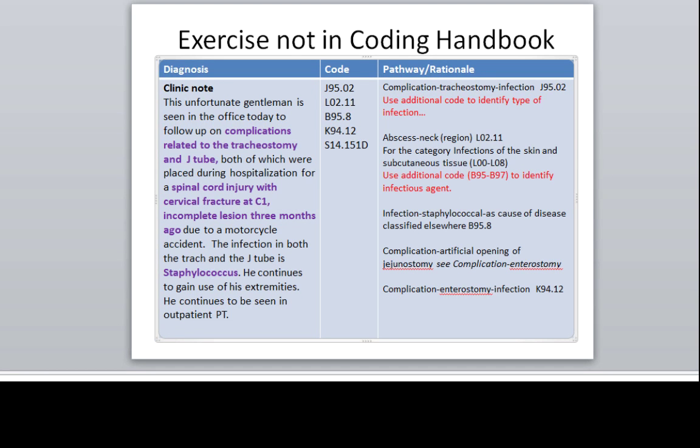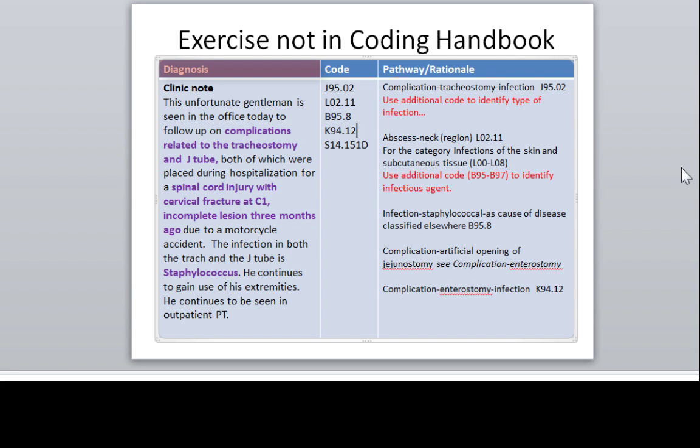The next exercise I want to go over is a clinic note. This unfortunate gentleman is seen in the office today to follow up on complications related to the tracheostomy and J-tube, both of which were placed during hospitalization for a spinal cord injury with cervical fracture at C1, incomplete lesion 3 months ago due to a motorcycle accident. The infection in both the trach and the J-tube is Staphylococcus. He continues to gain use of his extremities. He continues to be seen in outpatient PT.